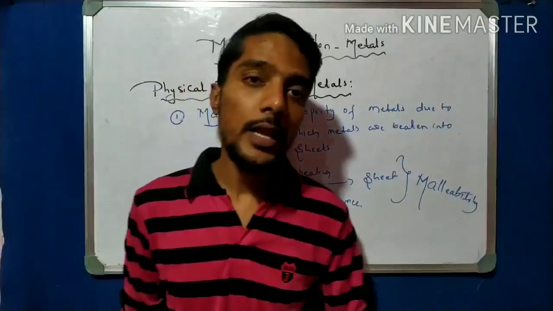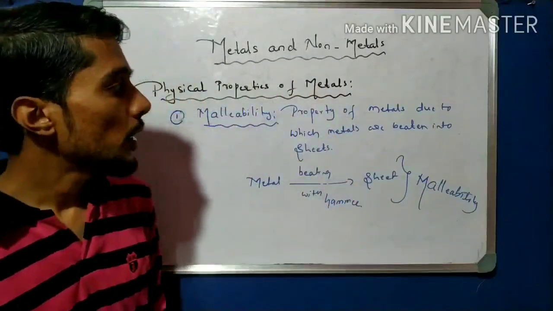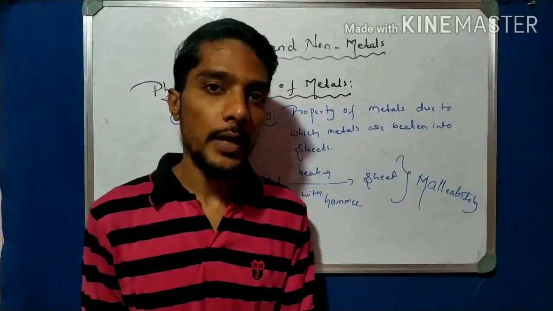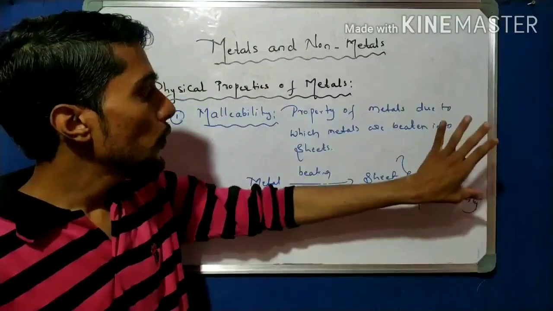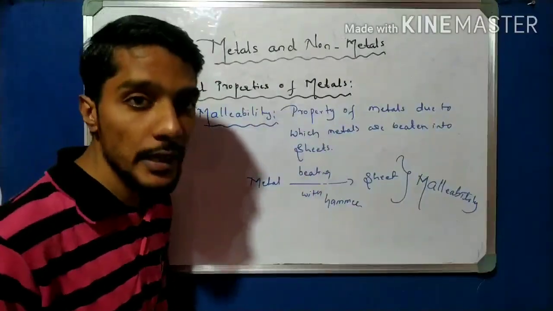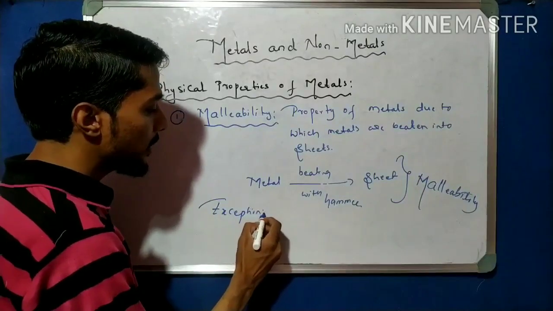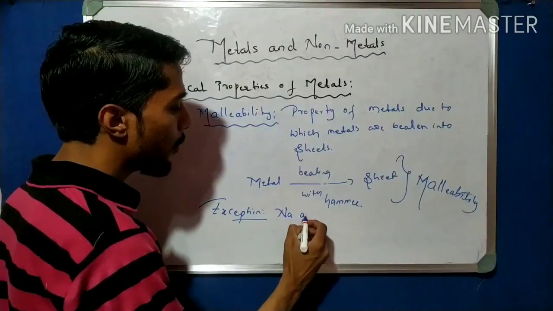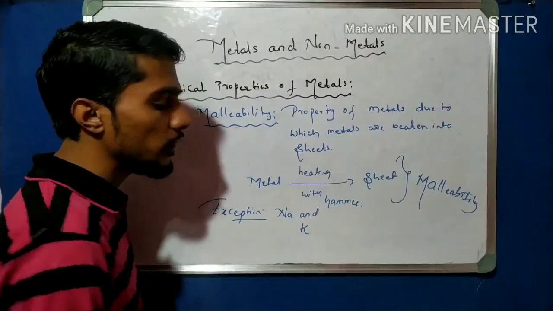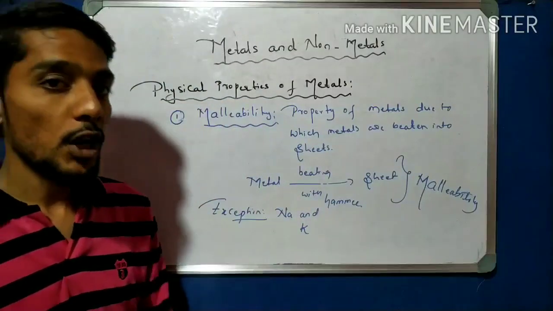In the examination they ask, what is the meaning of malleability, define malleability. So malleability is a property of metals, the property due to which metals are beaten into sheets. But here there is an exception: sodium and potassium. These are soft metals, and they are not converted into sheets. So except sodium and potassium, you have to remember.